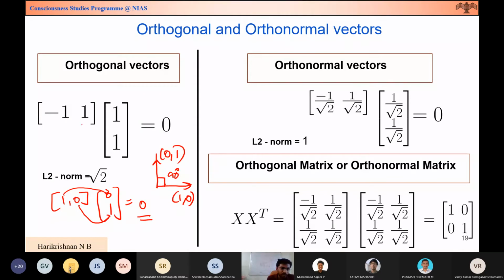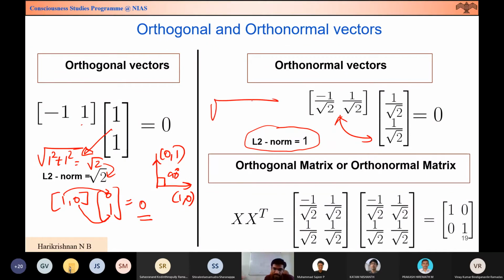And the L2 norm in this particular case, let's take this vector, is the root of 1 square plus 1 square, equal to root 2. Now, what are orthonormal vectors? When I say orthonormal vectors, they are orthogonal, and at the same time their L2 norm is 1. They have unit norm. If you do the math, we get 1 by root 2 the whole square plus 1 by root 2 the whole square. In this case, it will be 1.